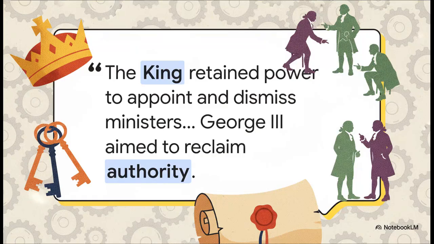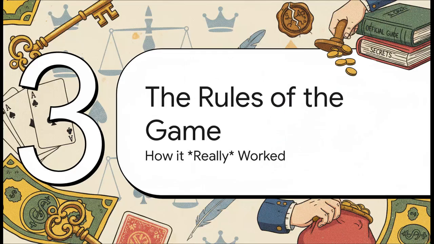And hey, let's not forget the monarch. The king was not just a figurehead. He had the very real power to hire and fire the entire government. And kings like George III, they weren't shy about using it either. He actively worked to claw back control from powerful political groups, proving the crown was still a huge player in day-to-day politics. So if the official rulebook was more of a guideline, what were the real rules of the game?